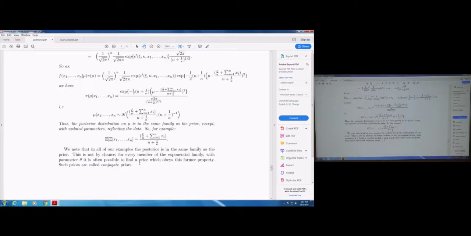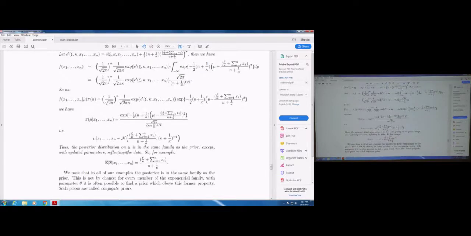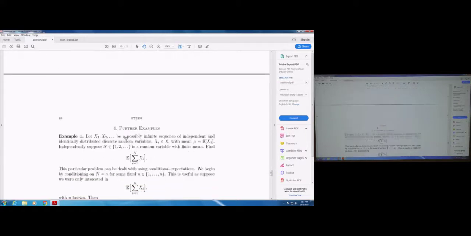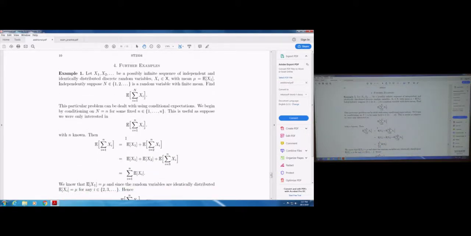Okay, but the key point is basically now what you're doing, instead of doing optimization, you're essentially doing integration, and actually the latter is more difficult than the former in general. Okay, very good. So just a couple more examples, and basically that's all I prepared for this week.